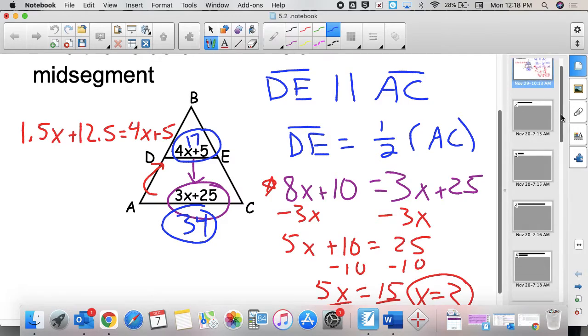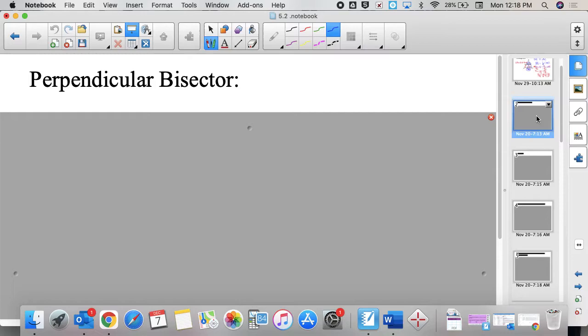Now what we're going to do today is start adventuring into a couple different pieces inside your triangle. The first one we're going to look at is what's known as a perpendicular bisector. And a perpendicular bisector is exactly what it says. It is going to be perpendicular and it is going to bisect something.